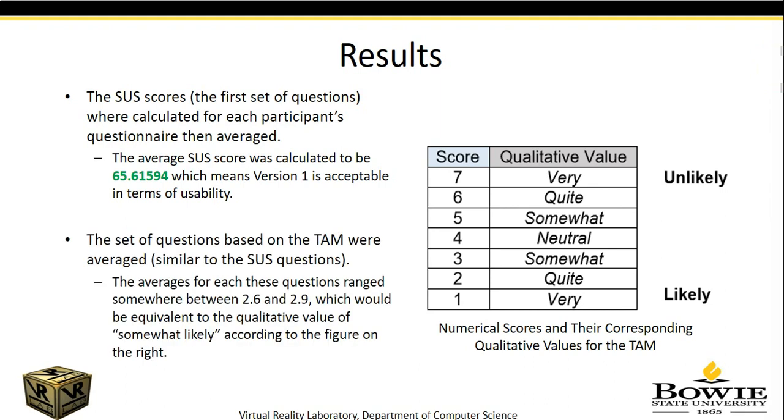The SUS scores for each question based on the SUS were averaged. The average SUS score was calculated to be 65.61594, which means version 1 is acceptable in terms of usability. The questions based on the TAM were also averaged, and their averages ranged somewhere in between 2.6 and 2.9, which suggests that version 1 of the module was somewhat likely to be useful and easy to use.